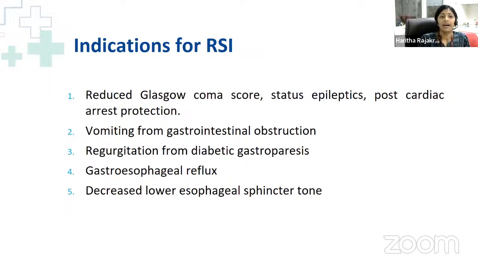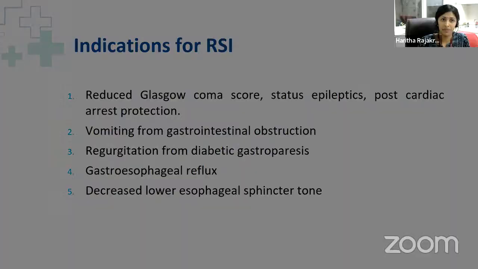So what are the other indications for RSI? What are those emergency situations or conditions where we can perform rapid sequence intubation? First is when the patient has a reduced GCS score, status epilepticus, or post-cardiac arrest protection. Then comes vomiting from gastrointestinal obstruction or regurgitation from diabetic gastroparesis, gastroesophageal reflux, and decreased lower esophageal sphincter tone. So these are the situations where you can perform RSI.